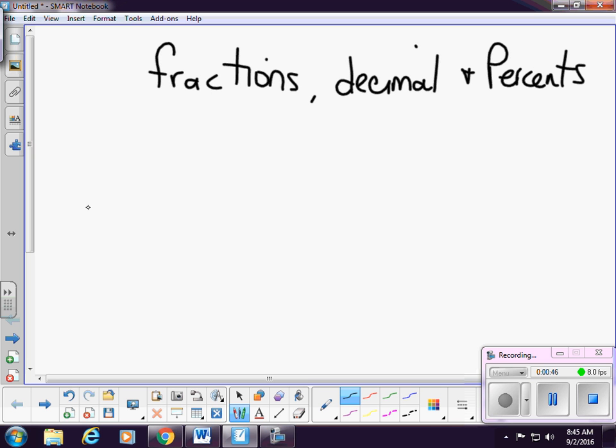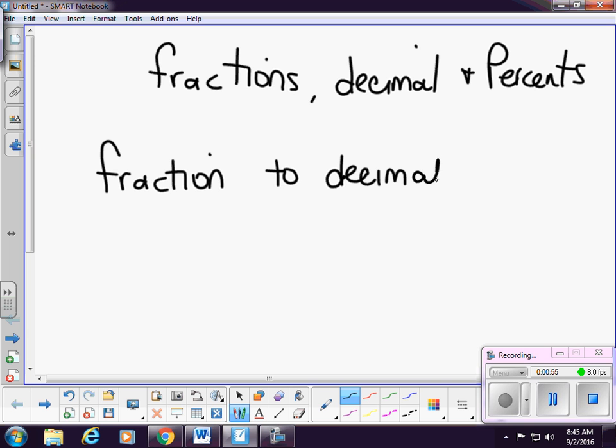The first one we're going to talk about is going from a fraction to a decimal. Sorry, that looks like a line through that C. I'm going to clear that up. It looks like an E.